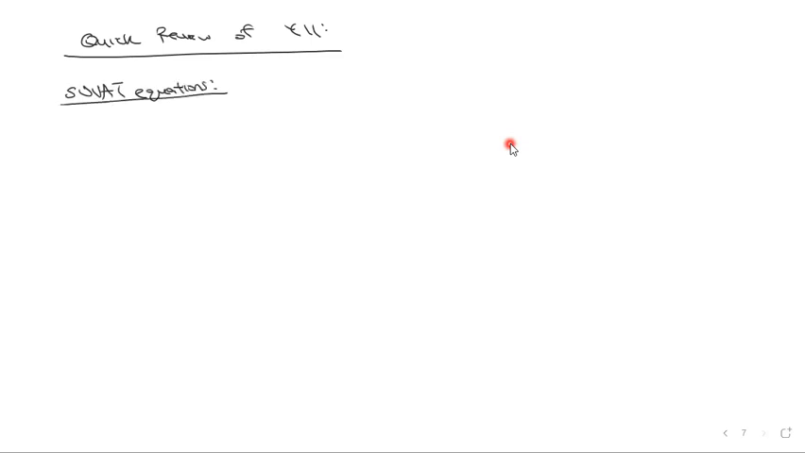So a quick review of relevant Year 11 information is you need to know what's called your SUVAT equations. And your SUVAT equations are basically v equals u plus at, s equals ut plus half at squared, v squared equals u squared plus 2as. And what these are useful for is finding, well, each of them, you've got 3 equations, each of them has 4 variables. So if you know 3 of the 4 variables, then you can find the last one.